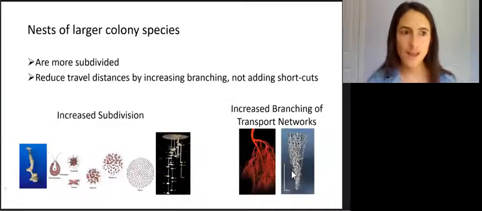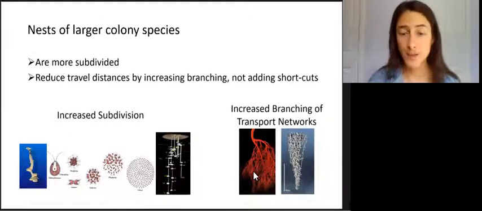So to summarize, I've shown you that the nests of larger colony species are more subdivided, and they reduce travel distances by increasing branching, but not by adding shortcuts or cycles. And these results highlight the similarity in how ant nests and the bodies of unitary organisms respond to increasing size.